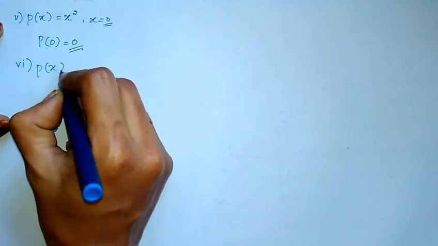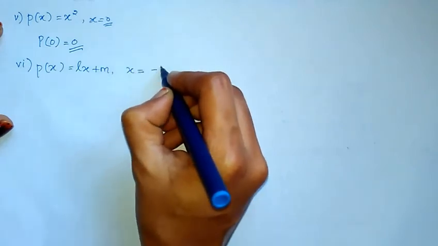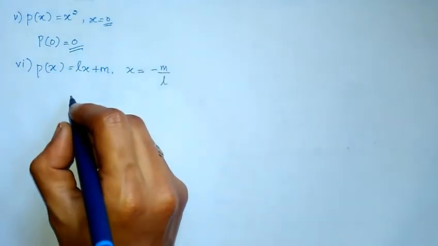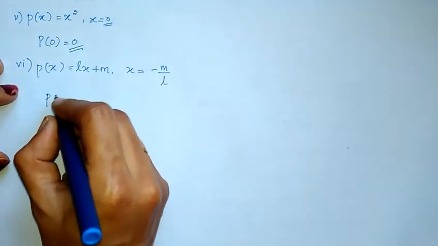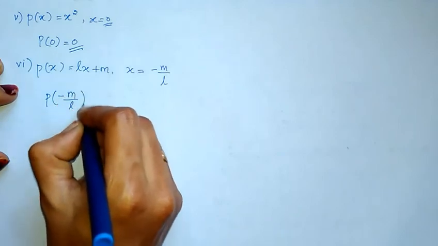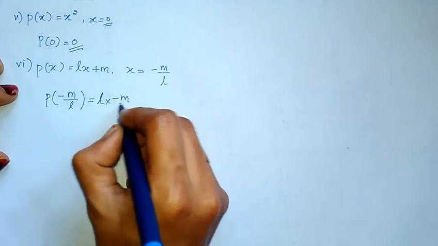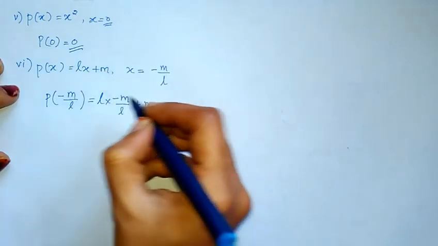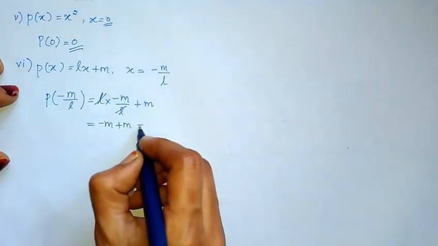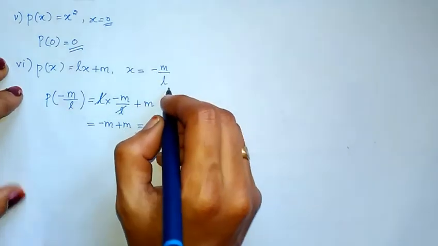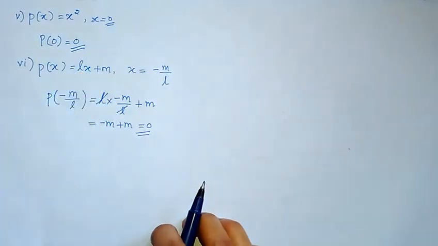Sixth one, p of x equal to Lx plus m. Here x is equal to minus m by L. Now, in the place of x apply minus m by L. So, p of minus m by L is equal to L into minus m by L plus m. Here L get cancelled, remaining minus m plus m, which is equal to 0. So, minus m by L is a 0 of this polynomial Lx plus m.